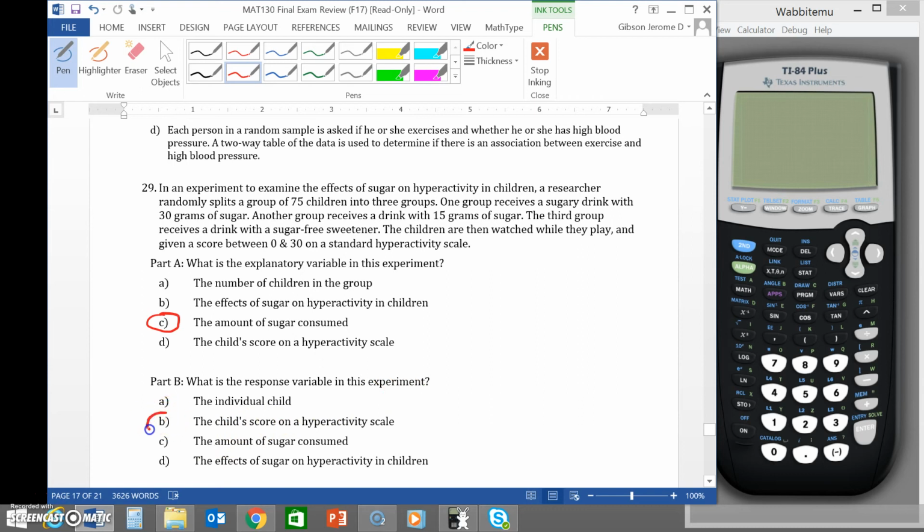It will be the child's score on a hyperactivity scale, because we know the explanatory variable is basically the independent variable and is the one that we're checking to see if it causes the response variable, which is the hyperactivity scale. Okay, now this is basically it from the review that I gave you.